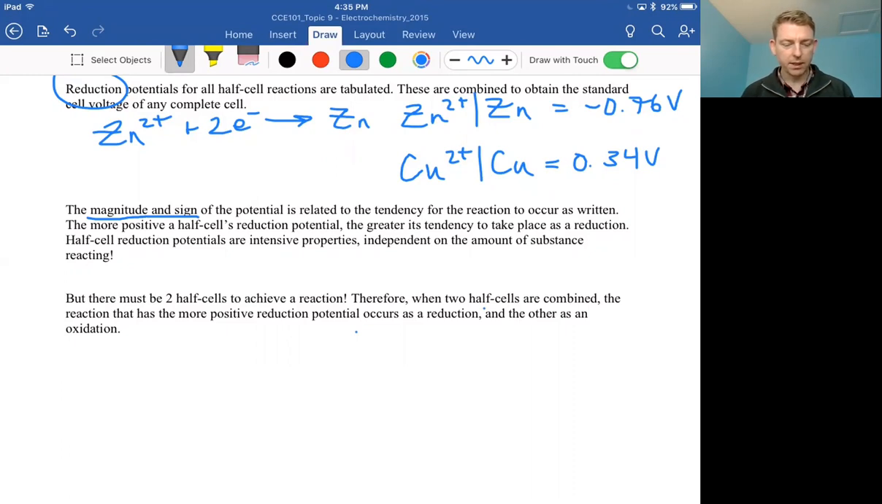Also important to note is that these potentials are intensive properties, meaning that it doesn't matter how much of the material we're interacting with. Whether it's one atom of zinc or one atom of copper, or a mole, or 1.5 moles, or 50 grams, in all cases, it's still going to be the same reduction potential that we're going to use.